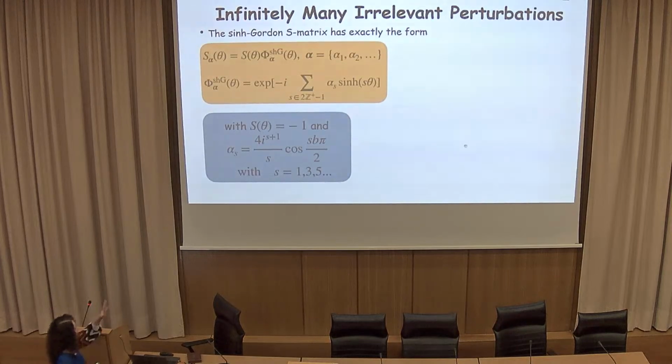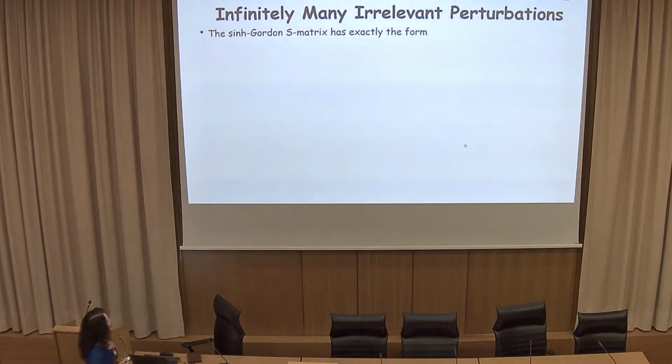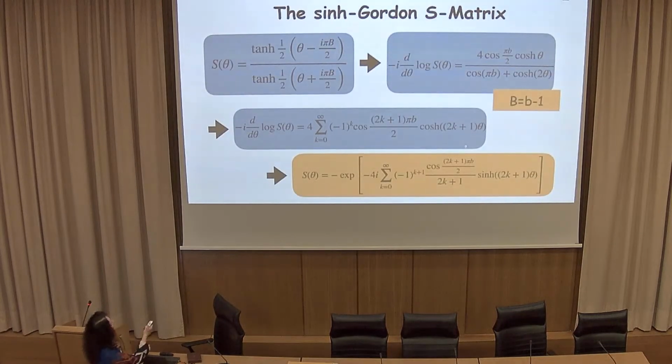So everything I said is written here once more. This is just a picture. Capital B was the coupling of Sinh-Gordon. It's just a number between 0 and 2. And then we use little b, which is related to it. So this theory has a coupling.